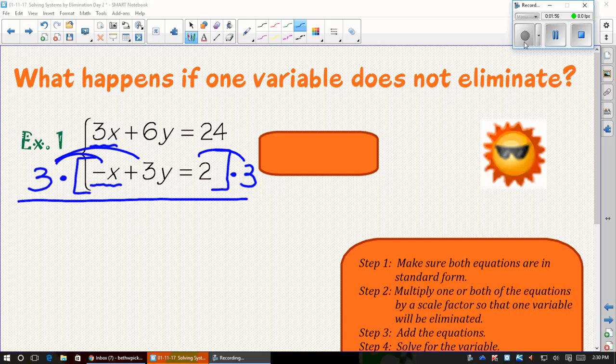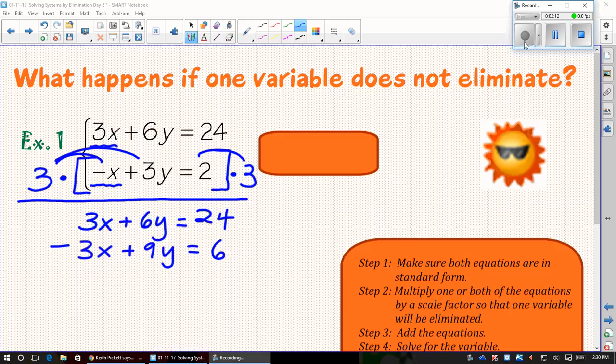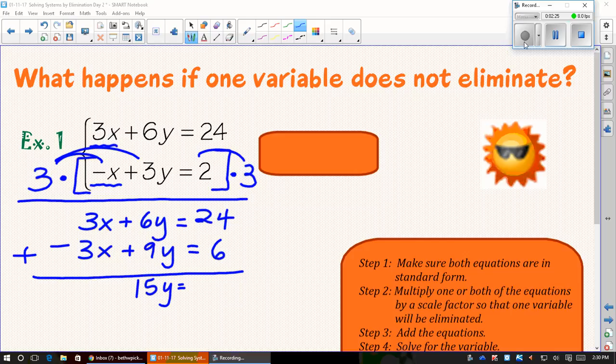Okay, so just for convenience sake to keep everything together, I'm going to copy the first equation back down, and then I'm going to multiply every term in the second equation by 3. That'll give me a negative 3x plus 9y equals 6. Okay, from this point on, it's just like what we were doing yesterday. The x's get eliminated, the y's give me 15y equals 30. And then I can divide both sides by 15 and get that y equals 2.